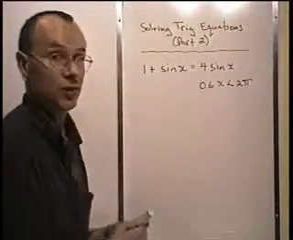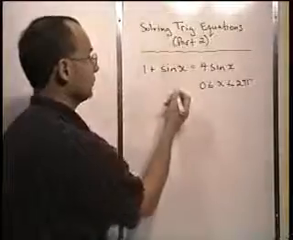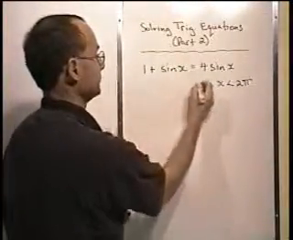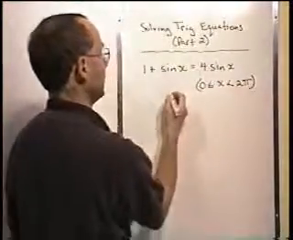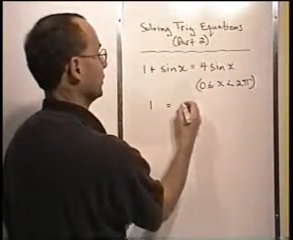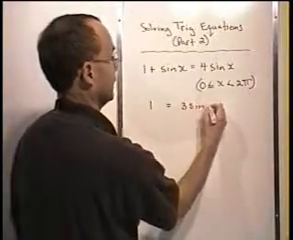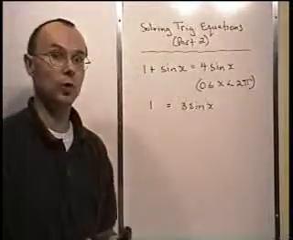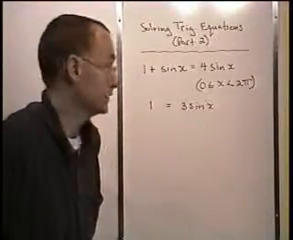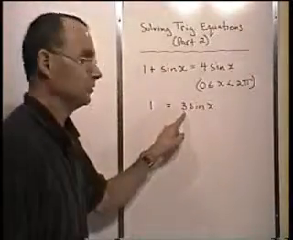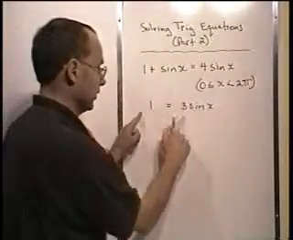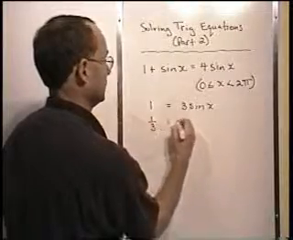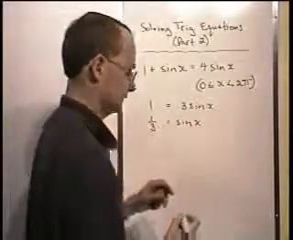Well, here's what we do. This is an algebraic approach, and the first thing I think I can do is subtract sine x from both sides of the equation, and that will produce 1 equals 3 sine x. By subtracting 1 sine x away from 4 sine x's, we're left with 3 sine x's. Well, let's isolate that sine x. We're going to divide by 3, so we get 1/3 is equal to sine x.